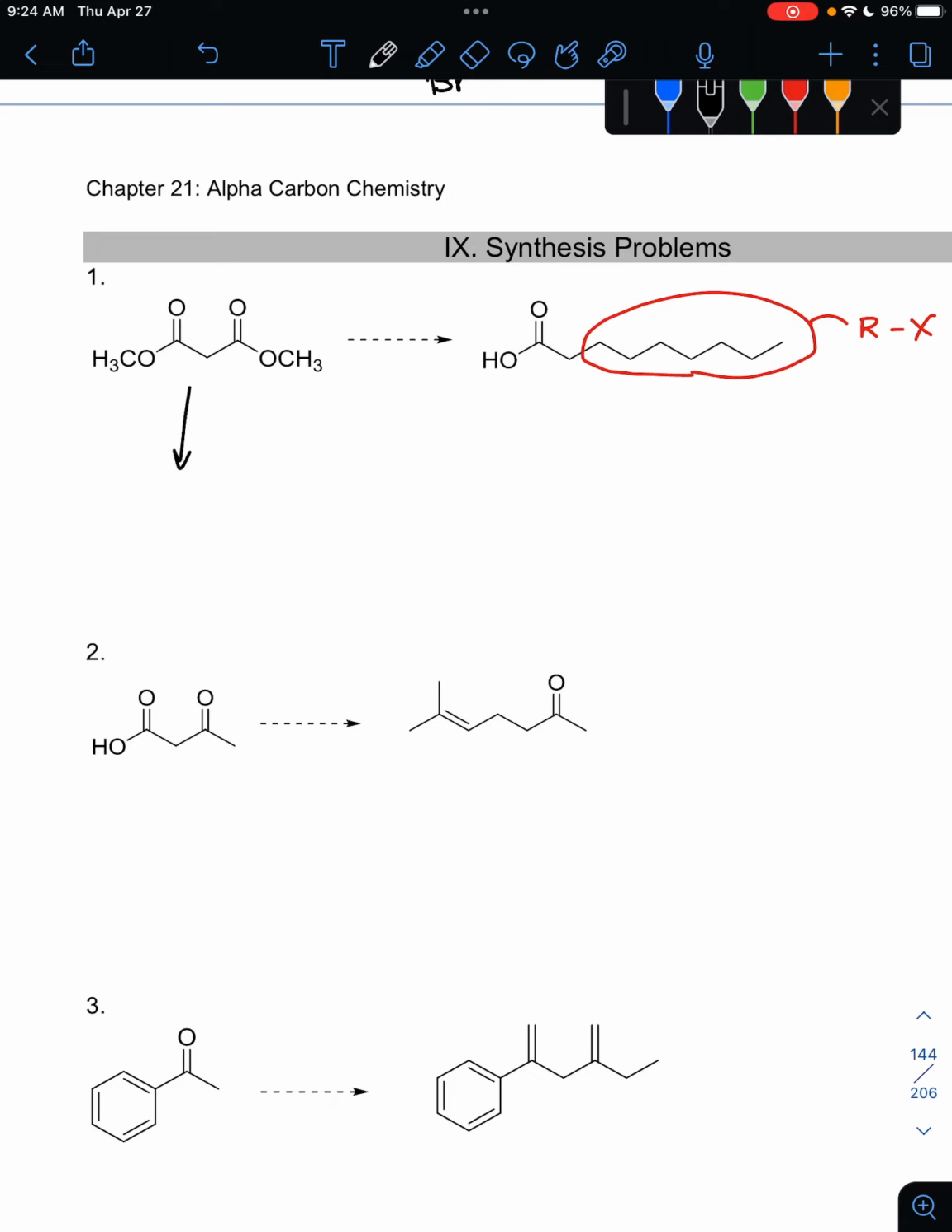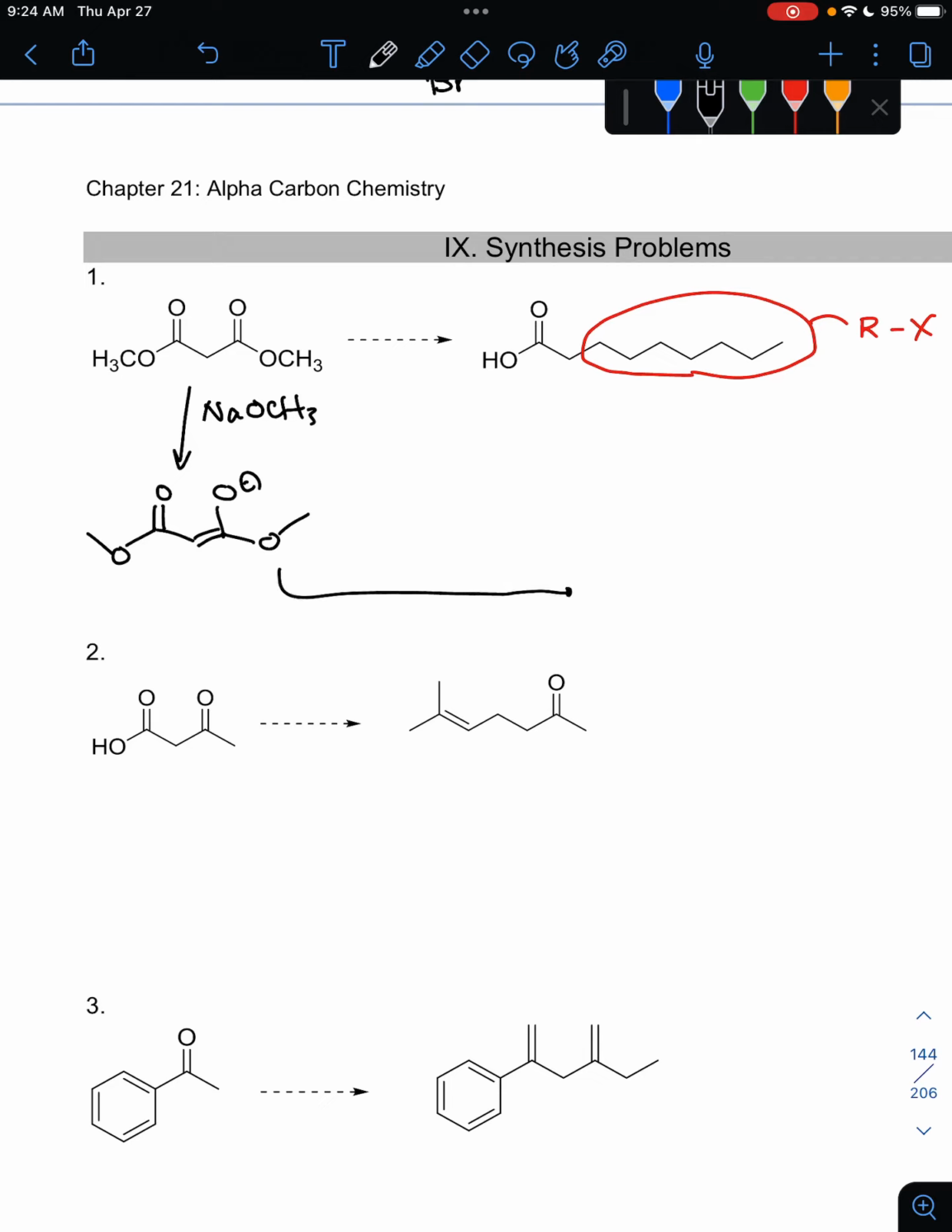So what do we need to do? We need to make an enolate. In this case, we have a methyl ester, so we should go ahead and use sodium methoxide, which should give us cleanly an enolate that looks like that. And again, it doesn't matter which oxygen you put that negative charge on, there's resonance, right?